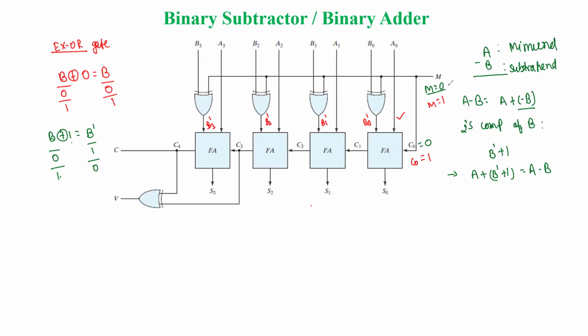So finally the conclusion is that when M equal to 0, this circuit will perform the binary addition. When M equal to 1, it is going to perform the binary subtraction.